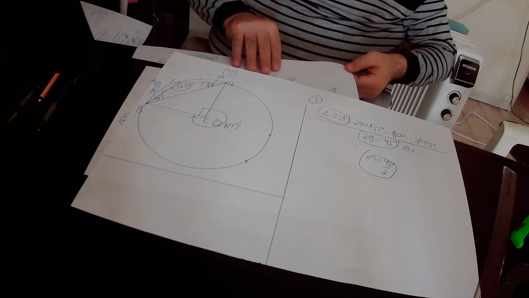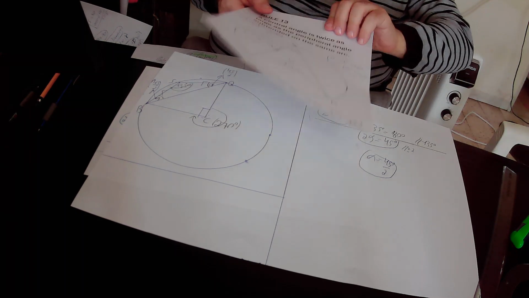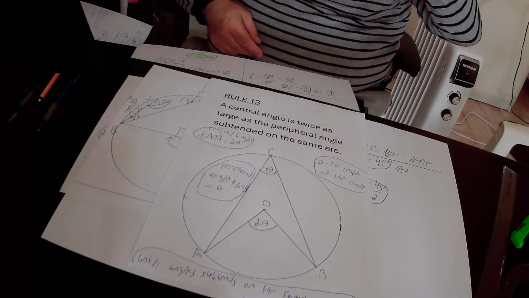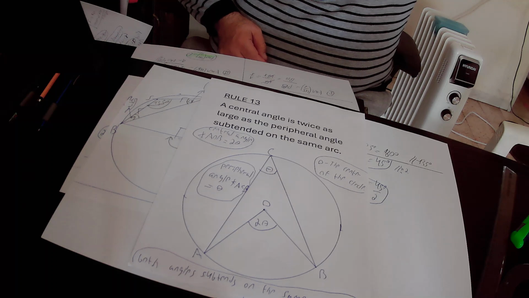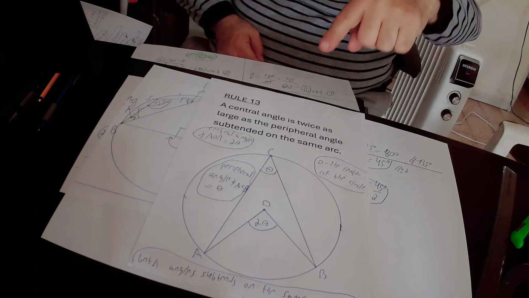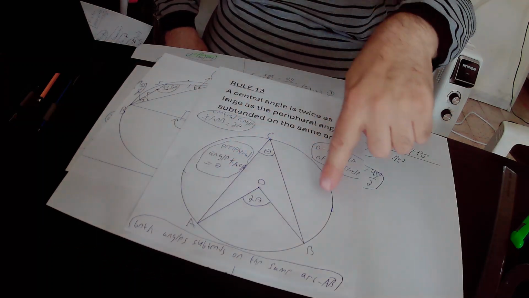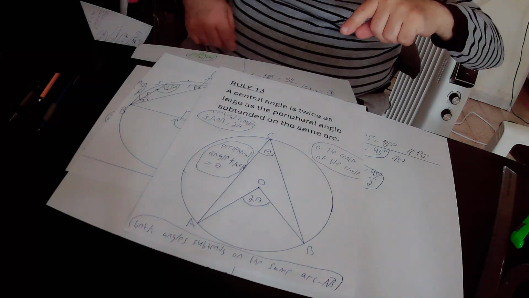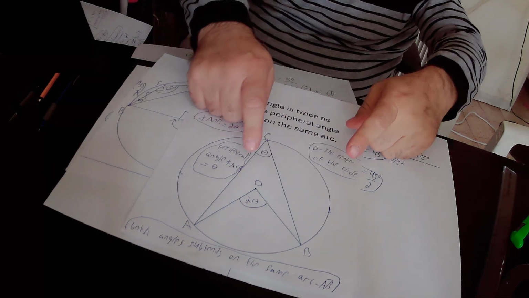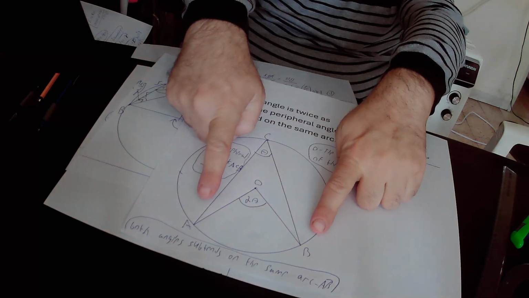Then I presented to you rule number 13 and we implemented rule number 13 in our drawing. According to rule number 13, a center angle is twice as large as the peripheral angle subtended on the same arc. So in the drawing we have this circle, inside this circle we have peripheral angle ACB. This peripheral angle ACB equals theta in its size, and it is subtended on arc AB.